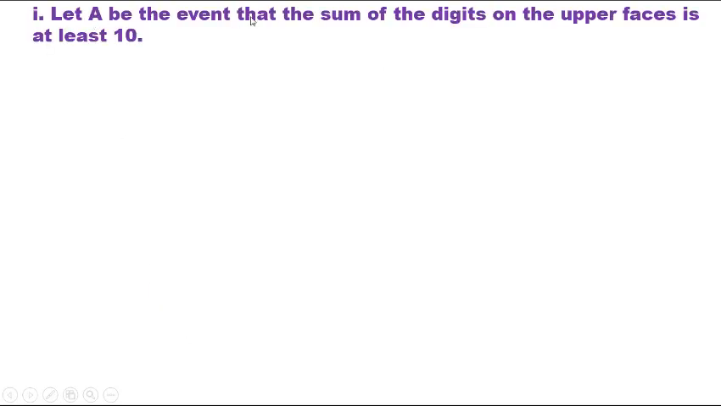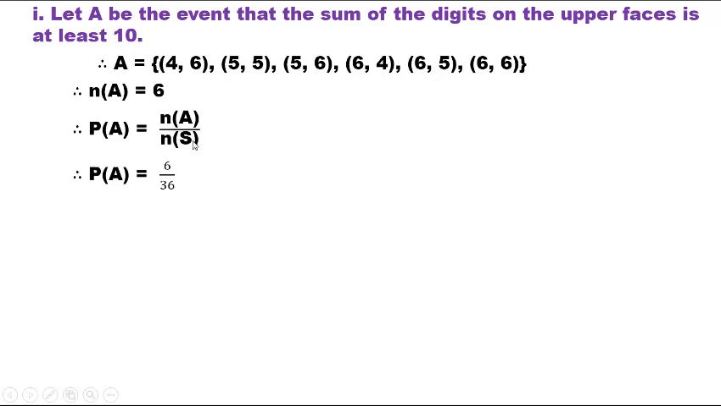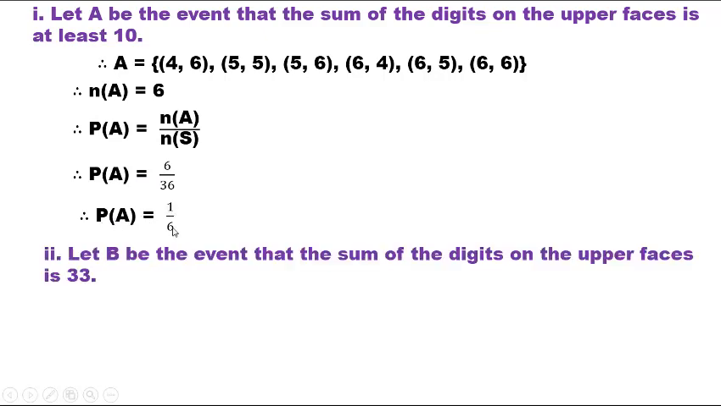Let A be the event that the sum of the digits on the upper faces is at least 10. A is a set of (4,6), (5,5), (5,6), (6,4), (6,5), (6,6). So, the number of sample points of set A is equal to 6. Probability of A is equal to the number of sample points of set A divided by the number of sample points of set S. Therefore, probability of A is equal to 6 upon 36. Probability of A is equal to 1 upon 6.